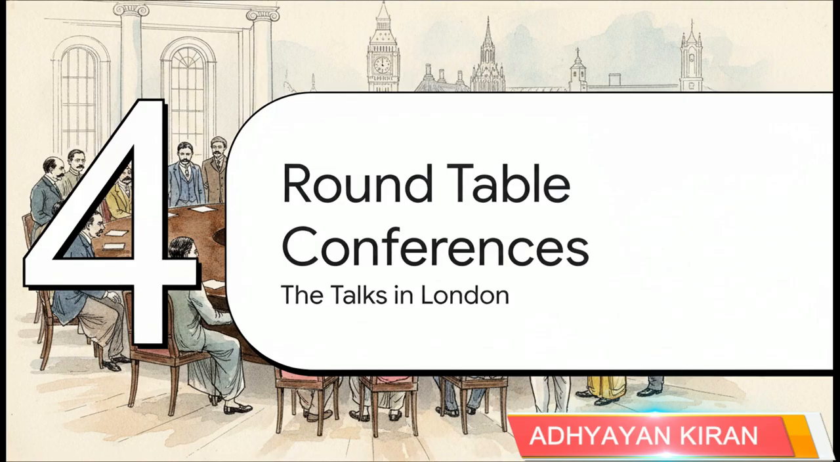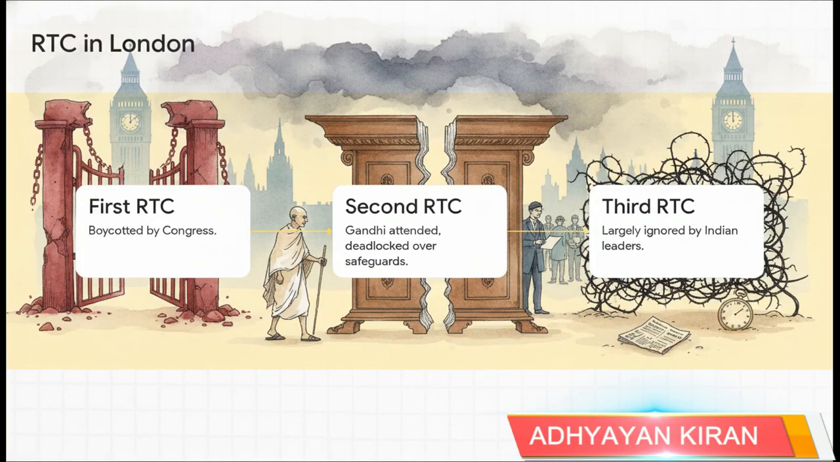Section 4. The Roundtable Conferences, the talks in London. Having suspended the movement back home, the battlefield shifted from the dusty roads of India all the way to the grand halls of London to discuss India's constitutional future. This was in the wake of the deeply unpopular Simon Commission report. However, these conferences proved ultimately futile.